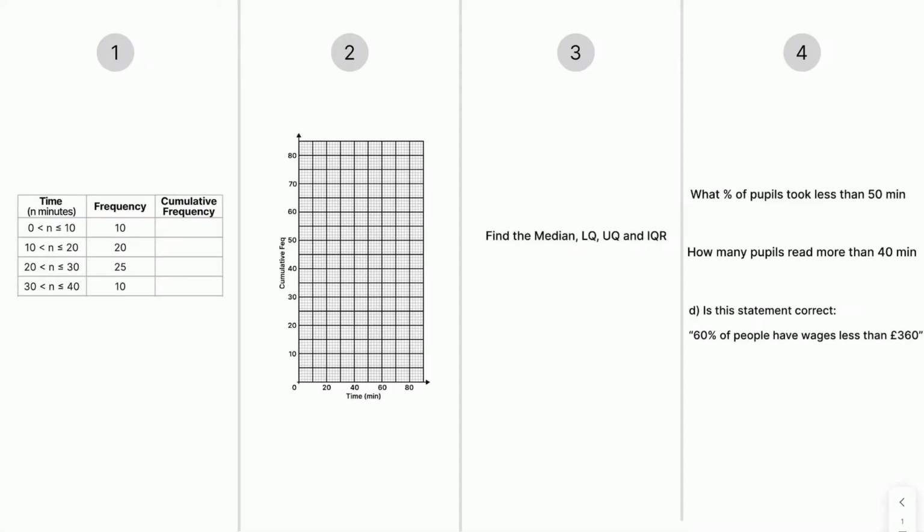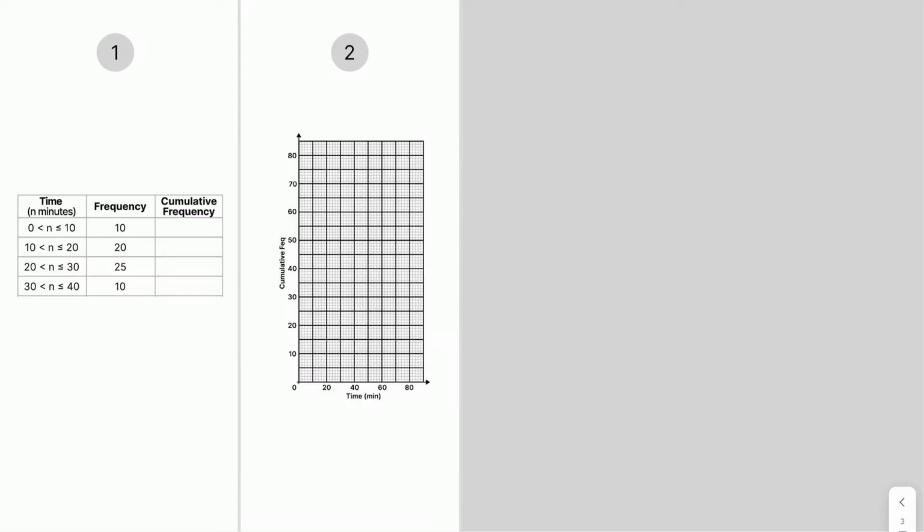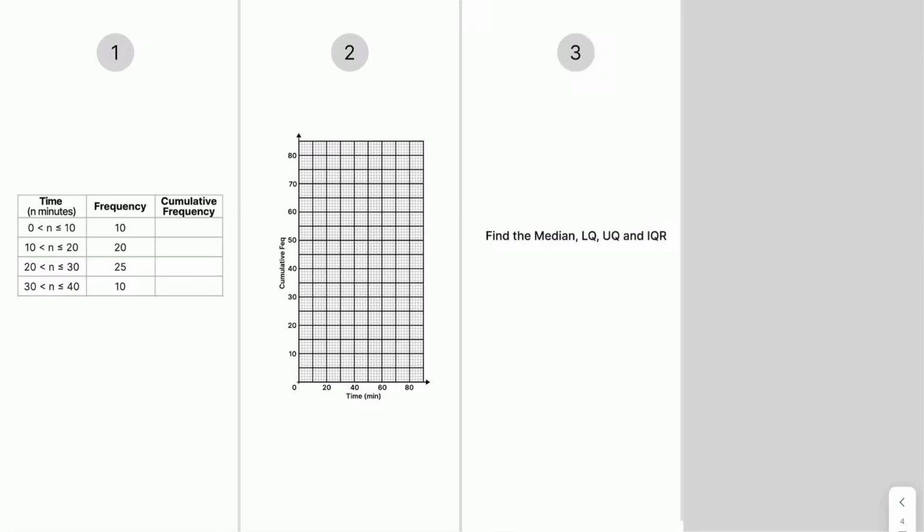So we are going to look at cumulative frequency. The examples covered in this video are similar to what you could face in the exam. So typically with these questions, it normally asks you to fill in a cumulative frequency column in a table. Then they will ask you to plot that into a graph. And then you would then use the graph to find the median, lower quartile, upper quartile, and interquartile range.